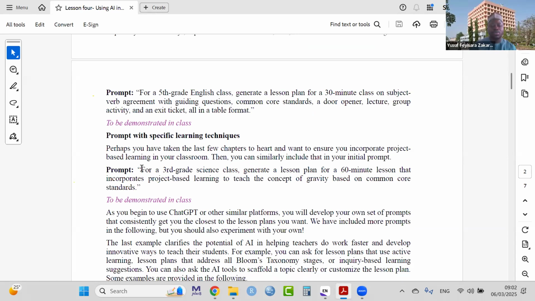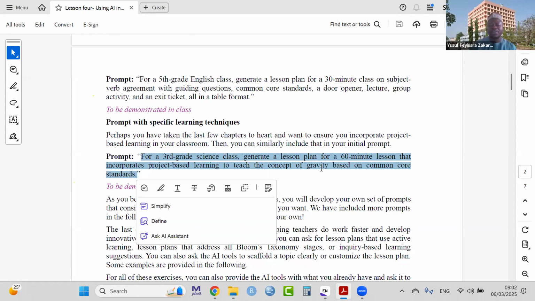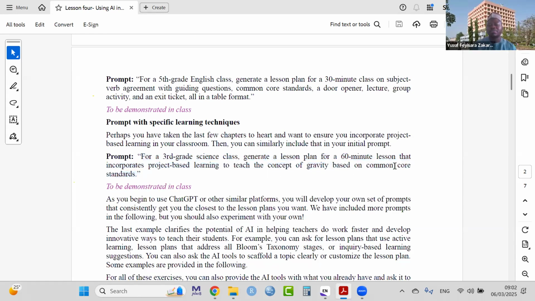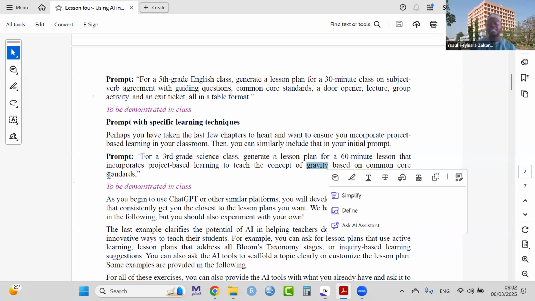Now look at this prompt, which we are going to run now. It says, for a third grade science class, generate a lesson plan for a 60-minute lesson that incorporates project-based learning. You can replace this with any teaching method that you want. There are countless of them, including techniques and approaches. So we want ChatGPT to design this lesson plan based on project-based learning to teach the concept of gravity that is based on common core standards.